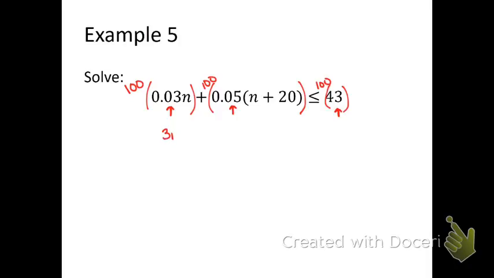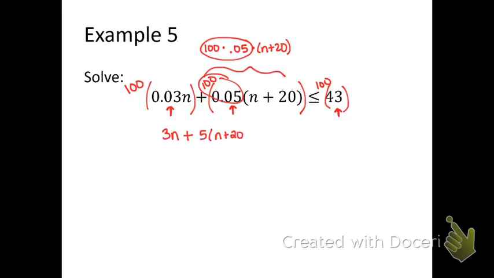I get 3n plus, now be careful here guys, I'm going to write this up here so we can see it. This part right here says 100 times 0.05 times n plus 20. Now remember with multiplication, you multiply from left to right. So I'm going to go ahead and multiply these two and get an answer, and then I'll multiply it times that one. All right, so 100 times 0.05 is 5, and I'm just going to write it as times n plus 20, and then I got my inequality symbol, and 100 times 43 gives me 4,300.